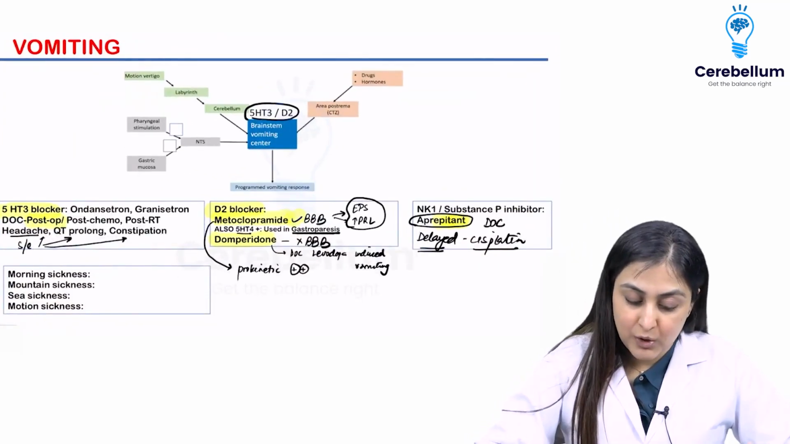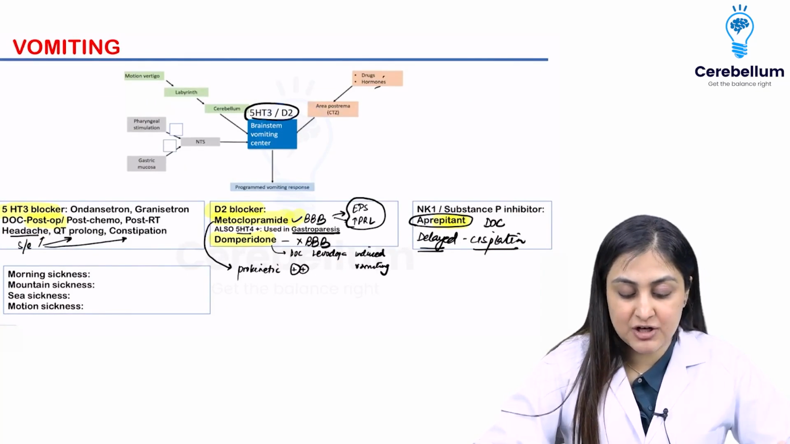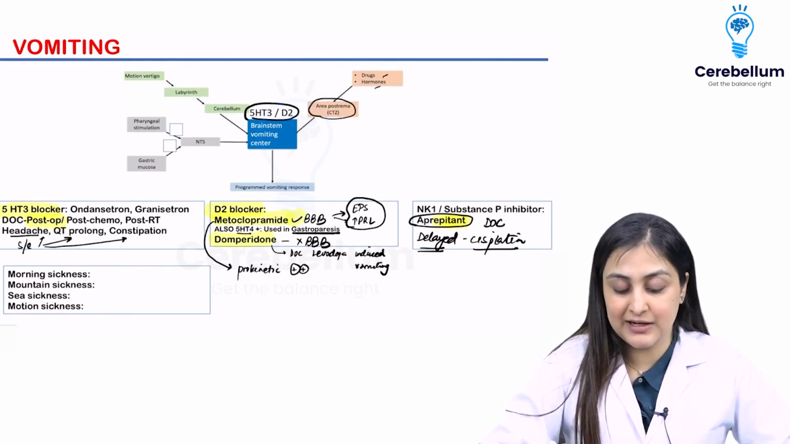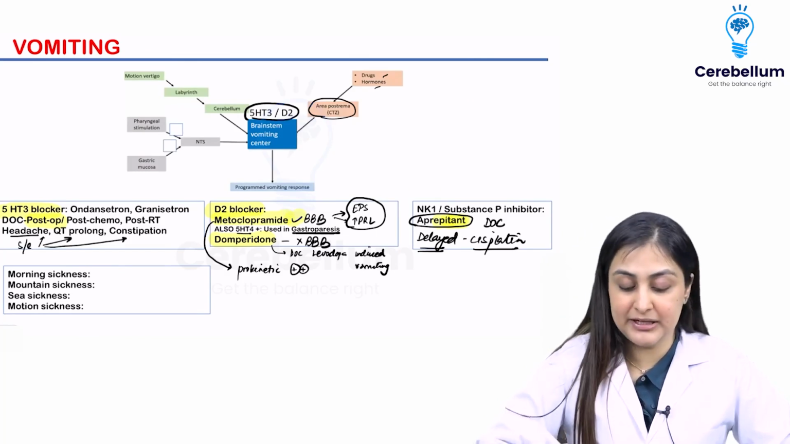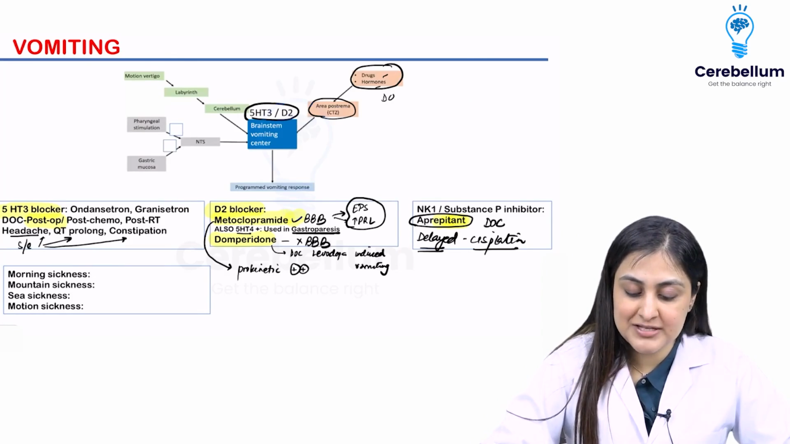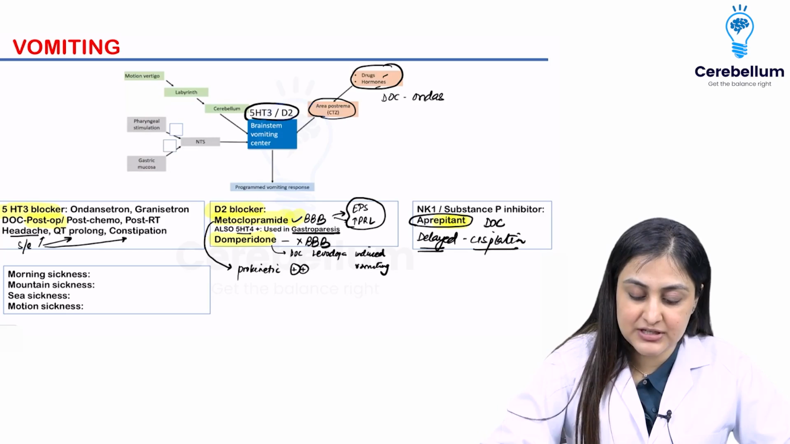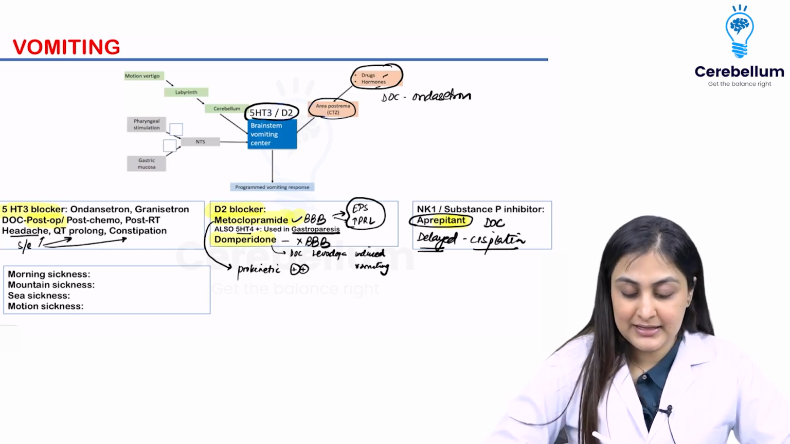Apart from that, what are the stimulants? So basically any drugs, hormones like we have seen are going to act via area postrema, which is the chemo trigger zone, which will stimulate vomiting. So for this, what is the drug of choice? As we have already seen, it is 5-HT3 blockers, that is ondansetron.